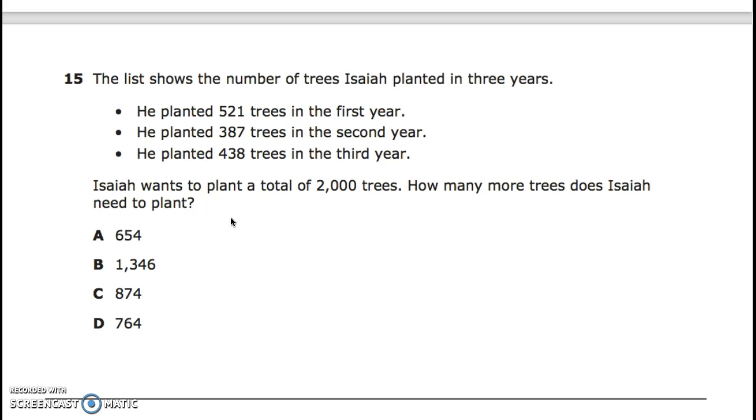Number 15. The list shows the number of trees Isaiah planted in 3 years. He planted 521 trees in the first year. He planted 387 trees in the second year. He planted 438 trees in the third year. Isaiah wants to plant a total of 2,000 trees. How many more trees does Isaiah need to plant? Pause this video now to work out this problem.